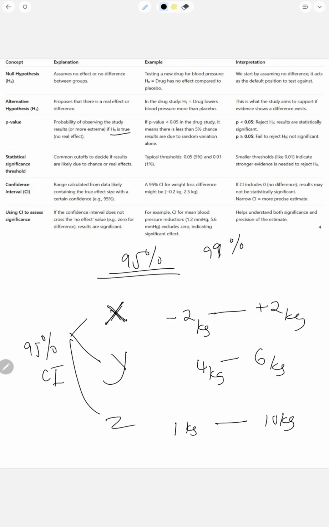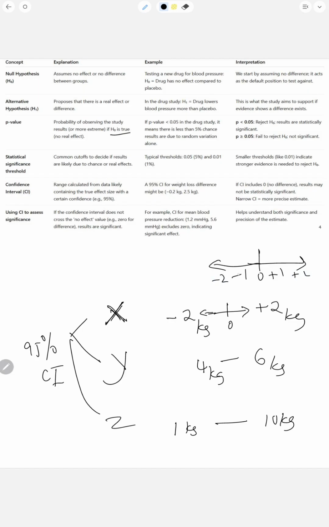How would you interpret this? What's important to note, first of all, is whether it involves the number 0. In this case, drug X, 0 would be somewhere there if this is a number line. Remember your number lines from basic primary school maths: you've got your 0 there, you've got your 1 there, +2, -2, so this is negative, this is positive. As long as the confidence interval includes the number 0, you reject it.